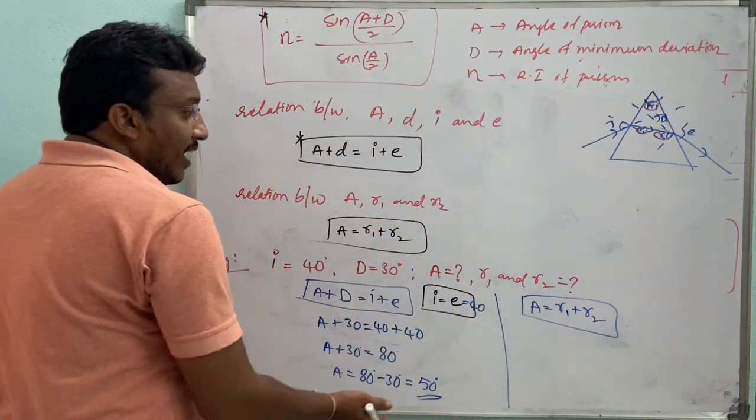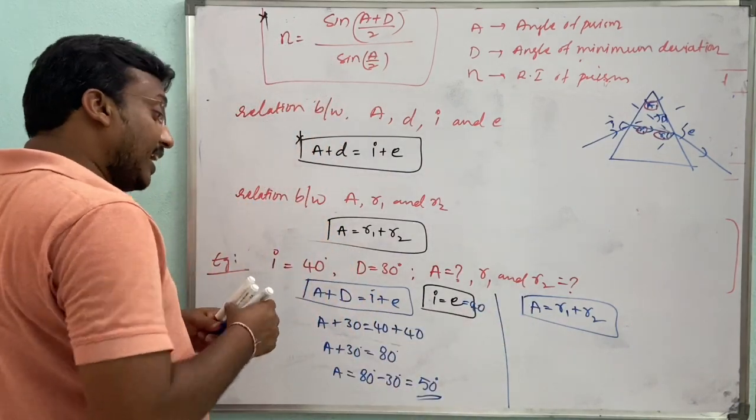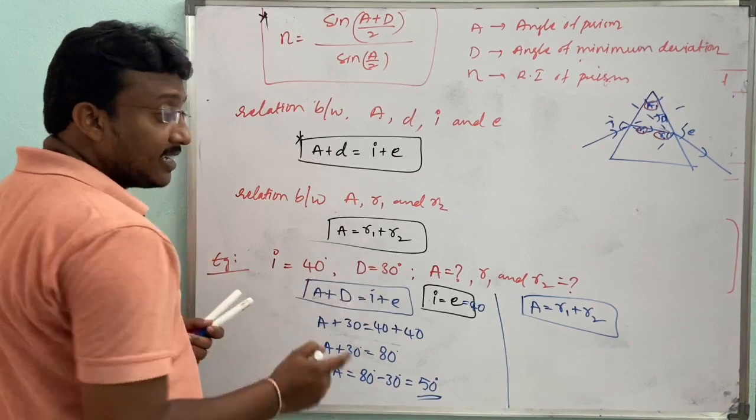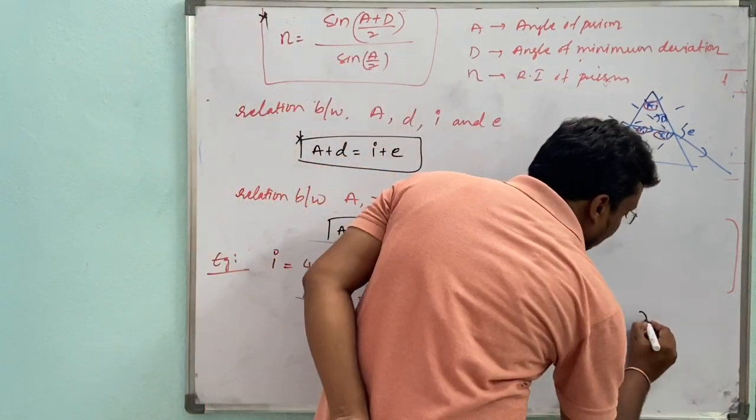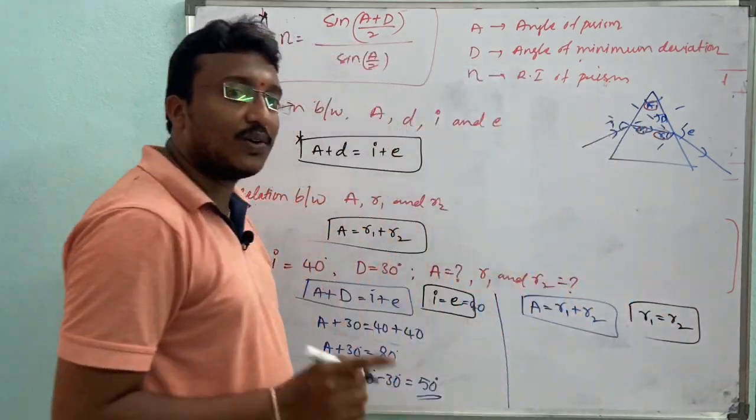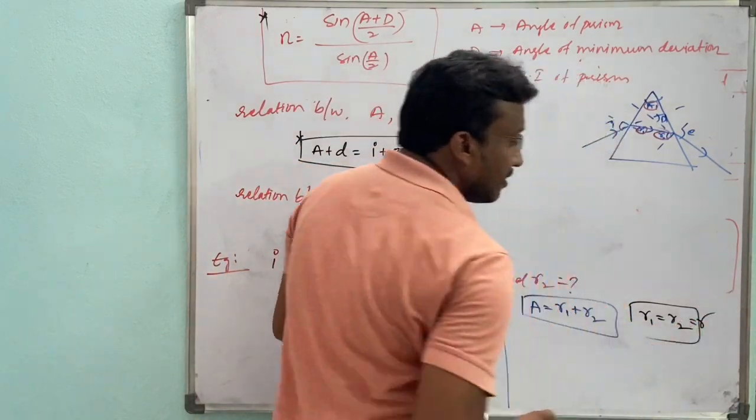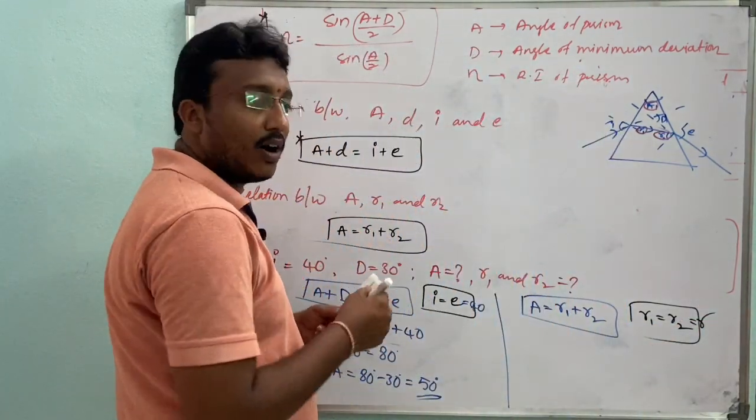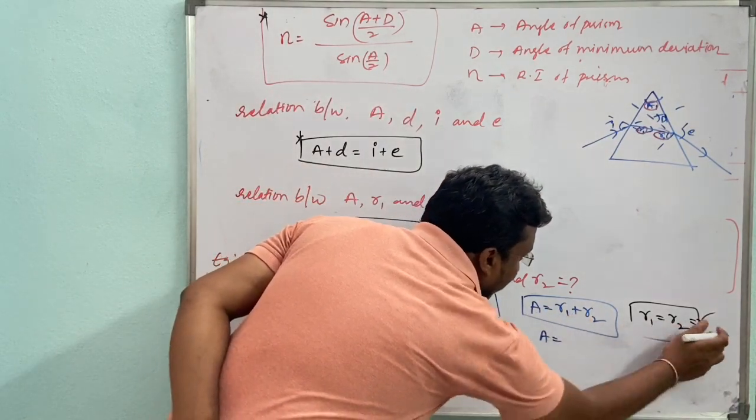Sir, how will we find it? Here we know only A. But here also there is one relation we discussed: in the case of the angle of minimum deviation, R1 equals R2, isn't it? That means here you can take R1 as R, and R2 equals R1. Then A equals R1 plus R2, and I will take them as R.